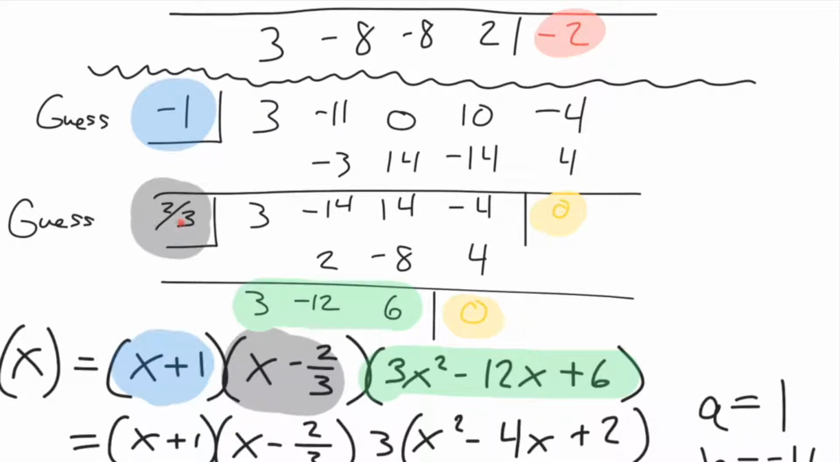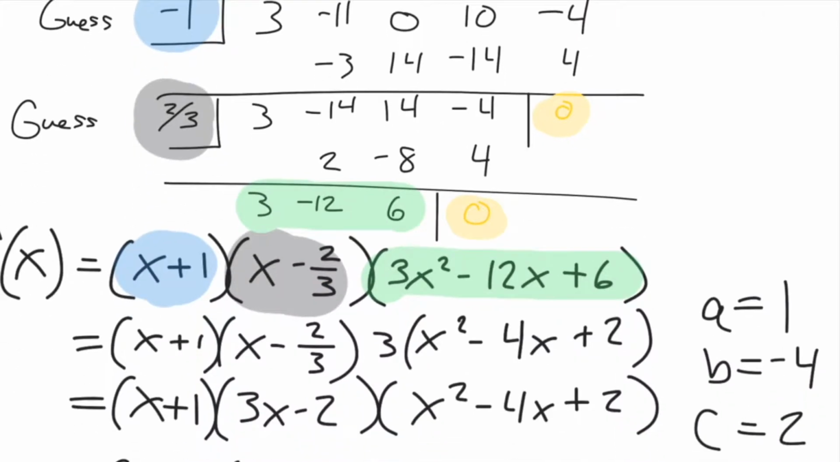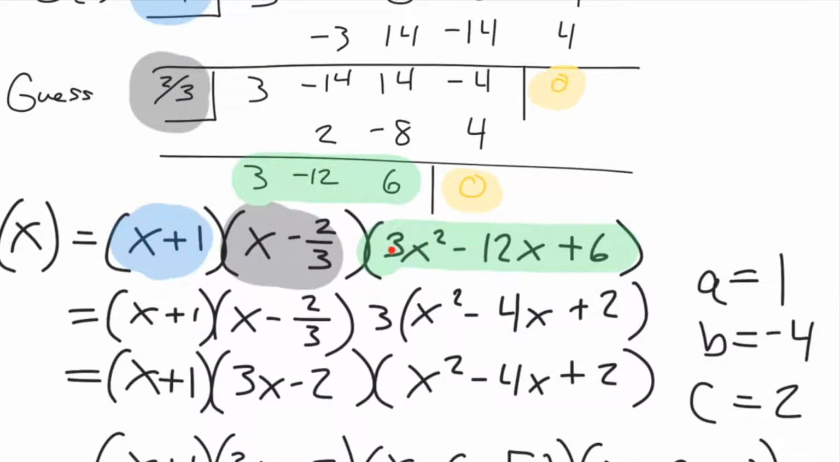So 2/3 and negative 1 are both zeros, and the remaining numbers represent the quadratic expression. So it's x minus negative 1, which is x plus 1, and x minus 2/3. Funny, you can actually factor out a 3 from all these terms: 3, negative 12, and 6. They're all multiples of 3, so you can factor out the 3 here. And you get x squared minus 4x plus 2. And that 3 can actually be distributed here just so that we don't have to deal with fractions. Distribute here, you get 3x and 2.